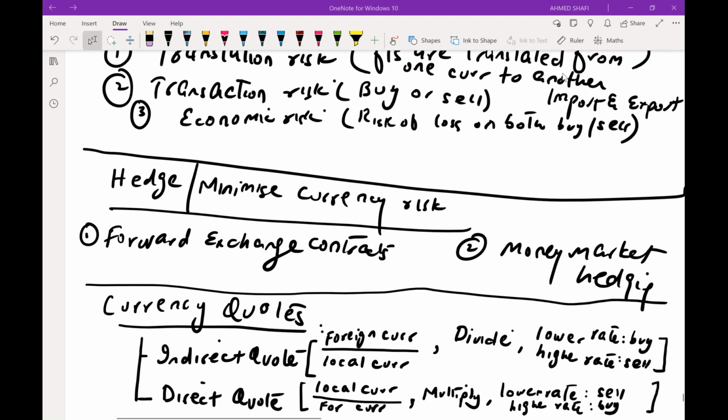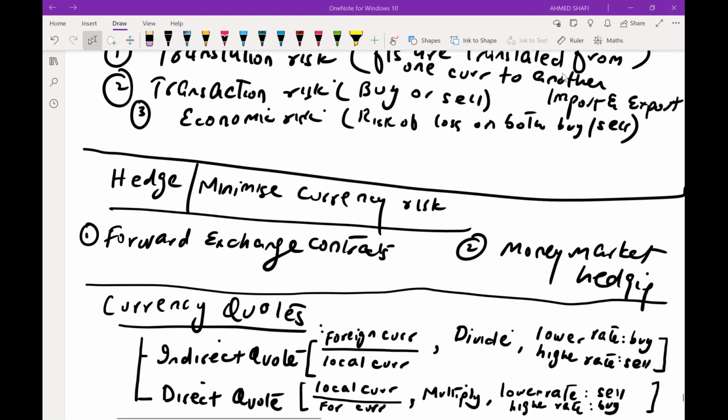You will be provided the currency information as well, else you cannot solve the question. So the only thing you have to capture is direct quote or indirect quote. Once you capture the quote, if it's an indirect quote, you divide. If it's a direct quote, you multiply. So the important thing is to capture quotes.